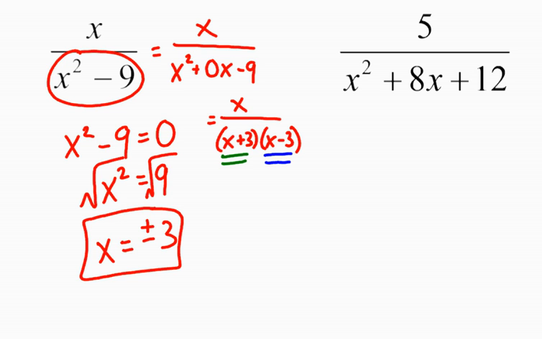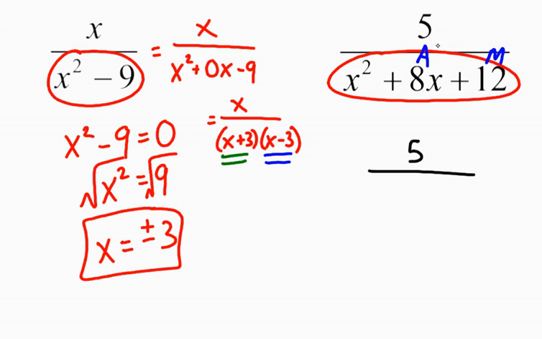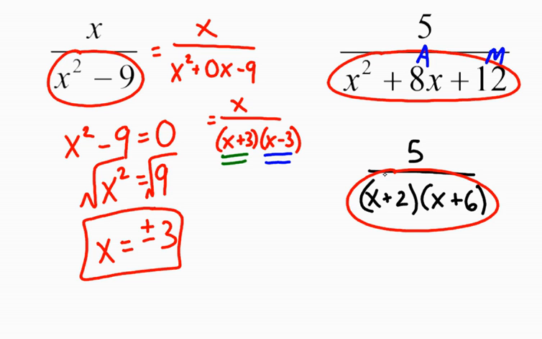So if I want to know when is this bottom part going to be equal to 0, let's factor it. So I end up getting 5 over, I need two numbers that multiply to be 12 and add up to be 8. Those numbers are going to be 2 and 6. So when I factor it, I get this.